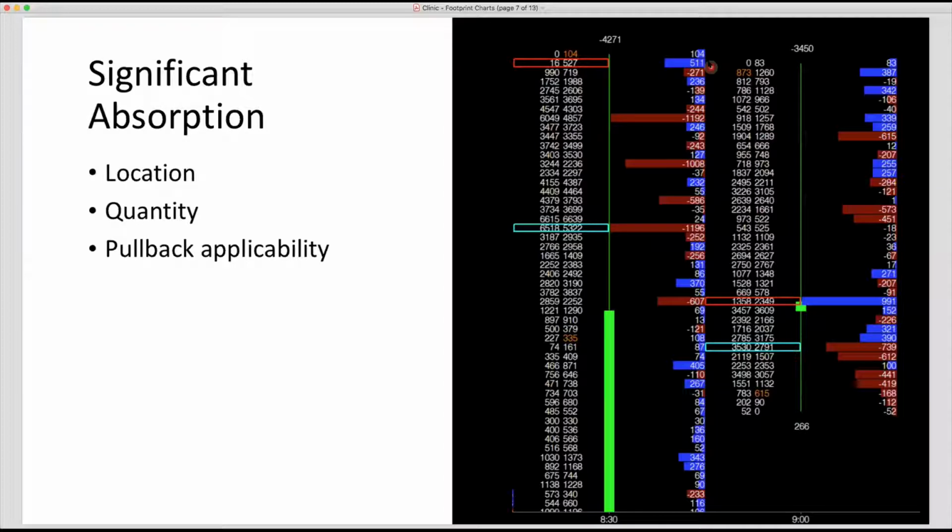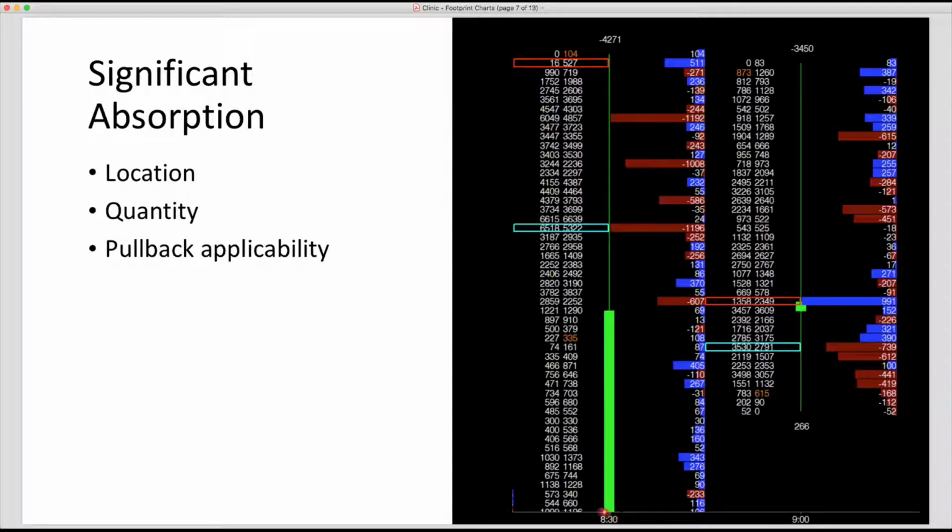And what I'm interested in is where have we got significant levels of delta at price, and where are we trading relative to it? So here I've configured the platform to highlight the largest positive value of delta in the candle, which happened to be 511 here, and the largest negative, which was negative 1196. Now, negative 1196 versus negative 1192, they're the same. So that's why I also have a profile of delta at price here.